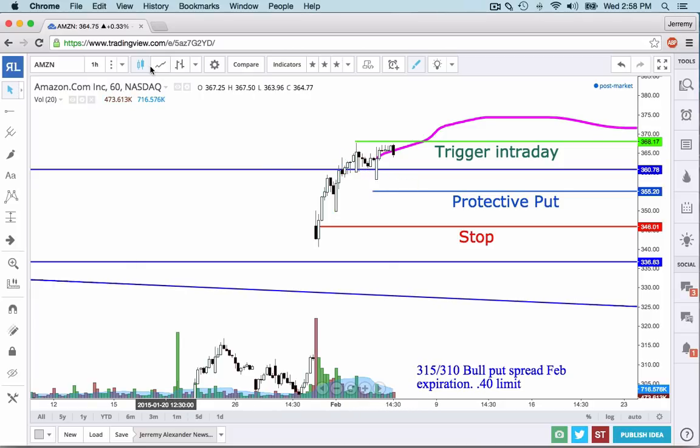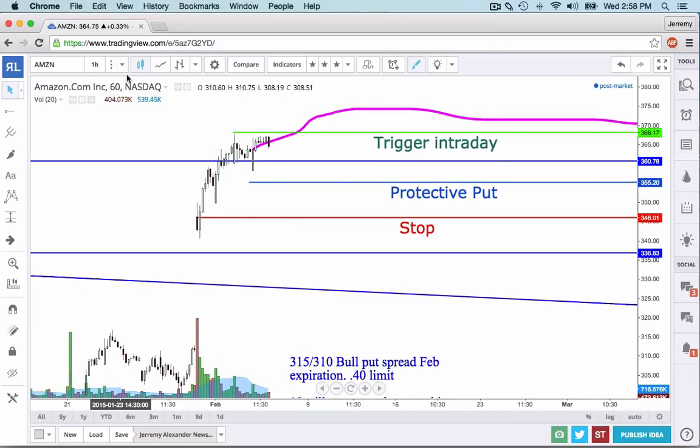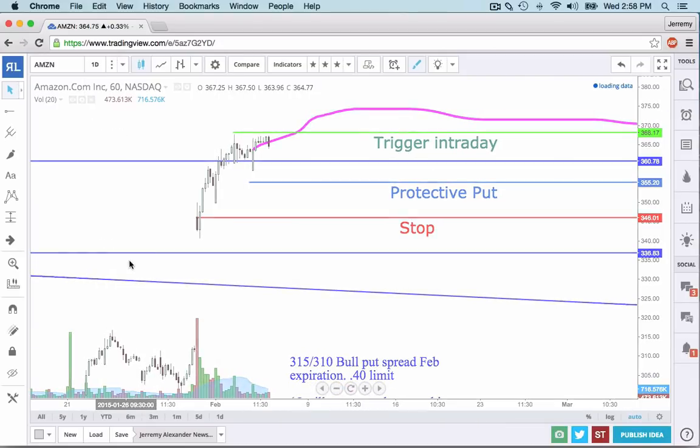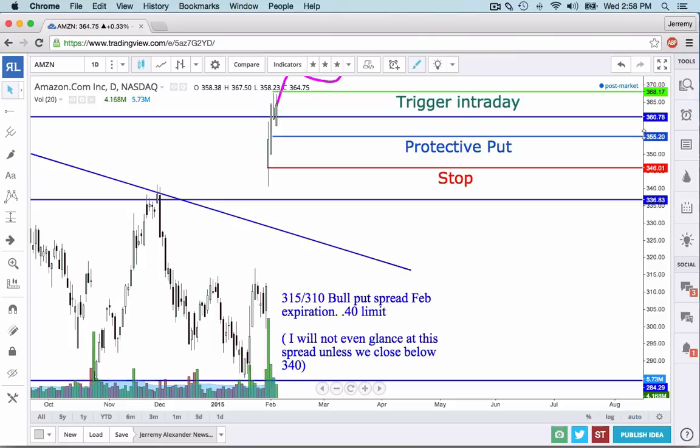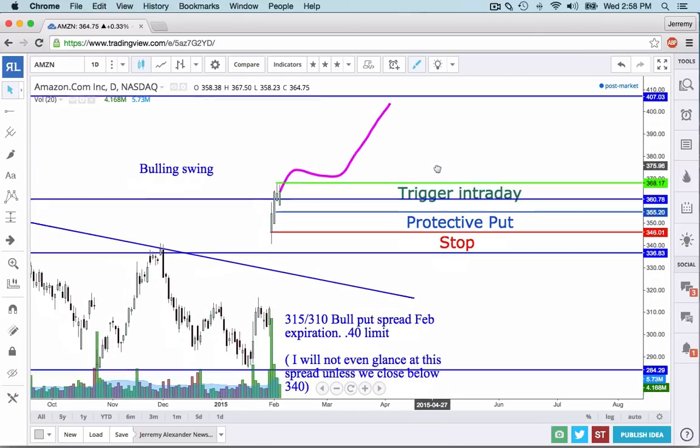And here's my current trading plan on Amazon that you guys can kind of see, and you can see how it plays out. My thought is I'm waiting for Amazon to continue to retest and rest and trade sideways a little bit. Something like this, then I think it's going to break out above 368.17, trade sideways a little bit later, and then break out to the ultimate target of 407.